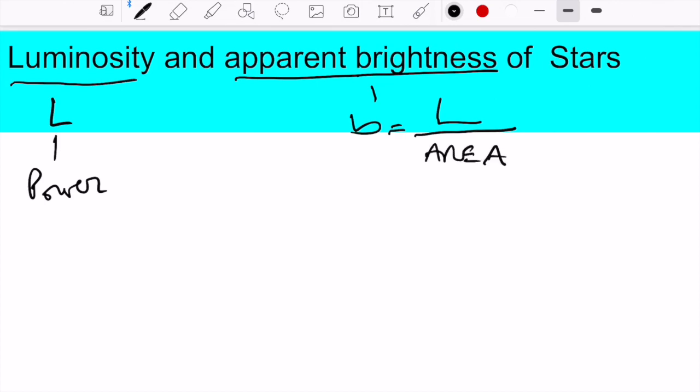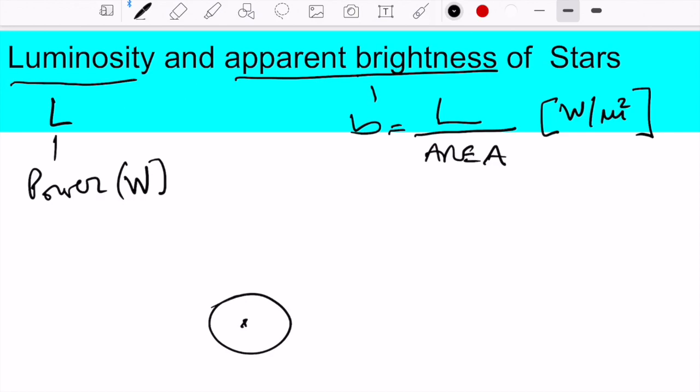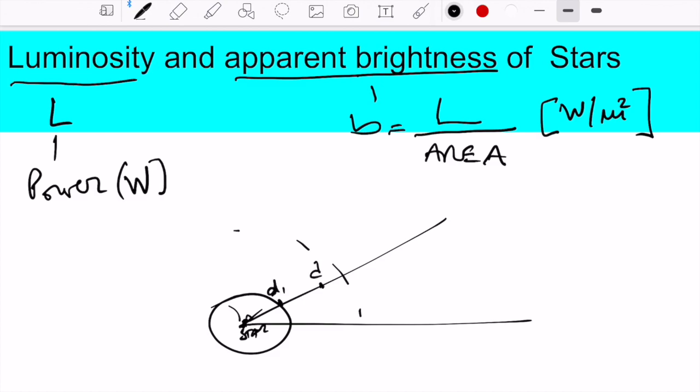So, luminosity is the output power of a star measured in watts, and this is like the intensity of a star measured in watts per square meter. So if you have a star that is emitting light in all directions, right? So this is a sphere of energy coming out from a star. As we increase the distance to the star, let's say that this is distance 1, we increase it to double the distance, 2, and then triple the distance. The area that this beam of light is enclosing is increasing.